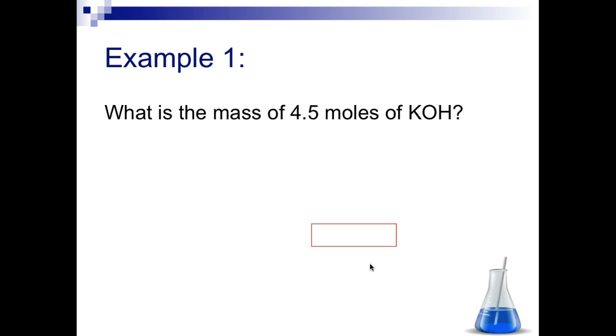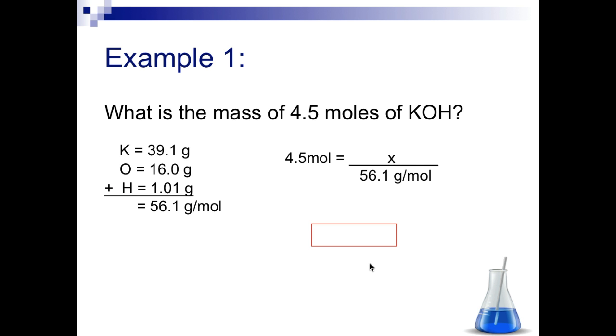So, for our first example, we have what mass of 4.5 moles of KOH. So what mass is equivalent to 4.5 moles? We need to total up our molar mass, so we're going to do that first. We have 56.1. Then we're going to plug into our gram formula. Our mole calculation formula says that we have 4.5 moles is equal to X, we don't know what mass that is, over the gram formula mass. So we're going to place 4.5 moles over 1.